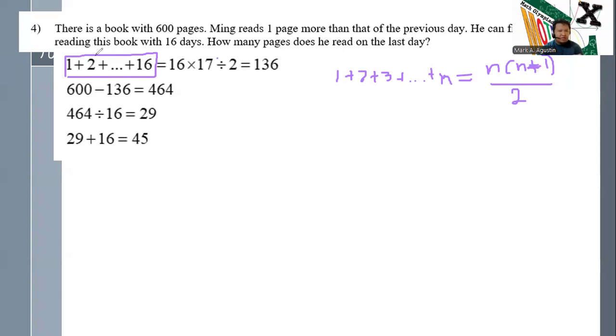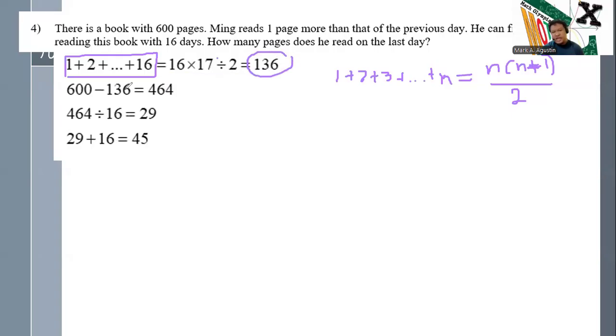So if we assume that the first day, we have 1 page, second day, 2 pages, third day, 3 pages, and so on until 16, if that was the situation, we can only read 136 pages.